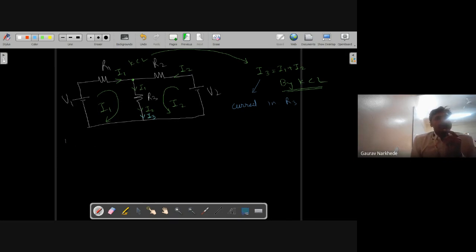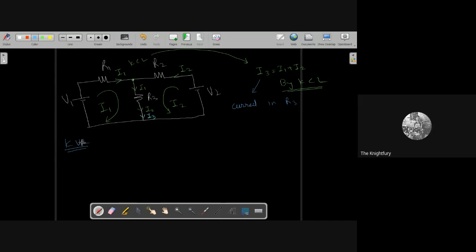Now, what does Kirchhoff's voltage law say? Kirchhoff's voltage law is based on the law of conservation of energy: energy can neither be created nor be destroyed, it can be transferred from one form to another. So similarly here, the source giving the energy is the voltage source. So the total applied voltage is equal to the voltage consumed by the resistors.